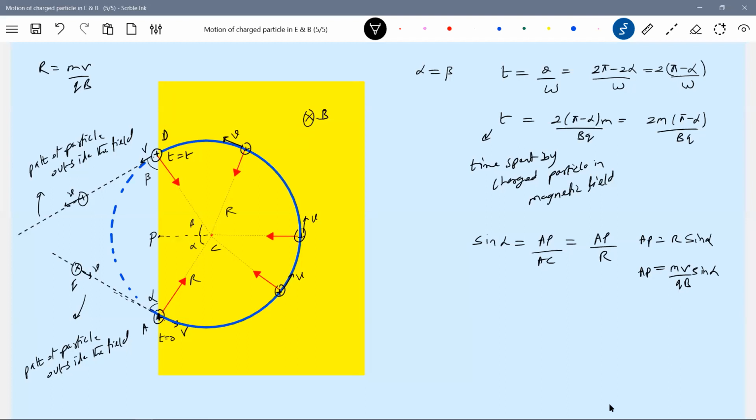What about the distance? Again, in a similar way we can calculate where it will leave the magnetic field at a distance D. So the distance AD should be equal to 2 times AP. So 2 mv by qB sine alpha.